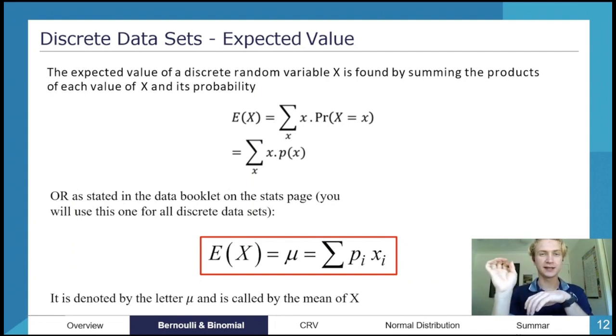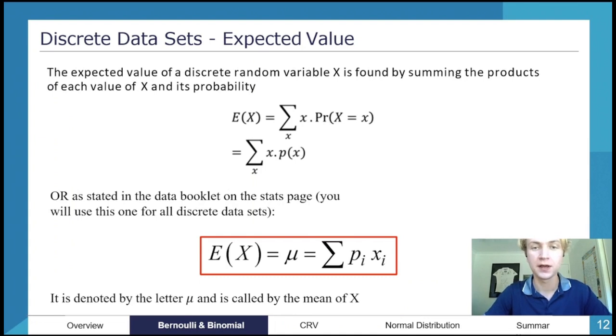Now, for our discrete data sets, these are what you would have gone over in year 10. You've already done these, which is good. So the expected value of a discrete random variable x is found by summing the products of each value of x and the probability of achieving that. Mathematically, we write this as the sum of x times the probability that X equals x. And what we essentially get is this formula here, which you can find on the stats page, the second or third page. And you use these for all discrete data sets.